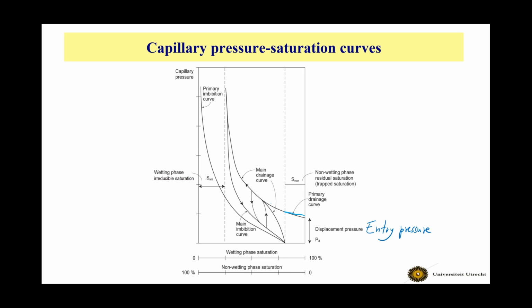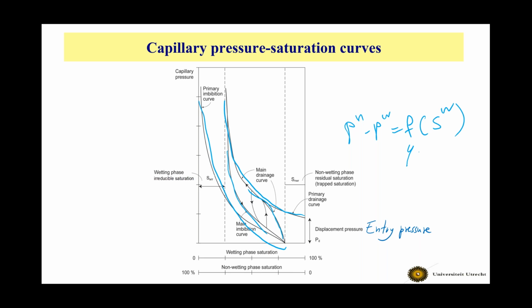That drainage curve is different from the imbibition curve. These are the primary drainage curves. You can also have the main drainage and main imbibition curve. They are hysteretic. And actually, we started with saying that Pn minus Pw is a function of Sw.